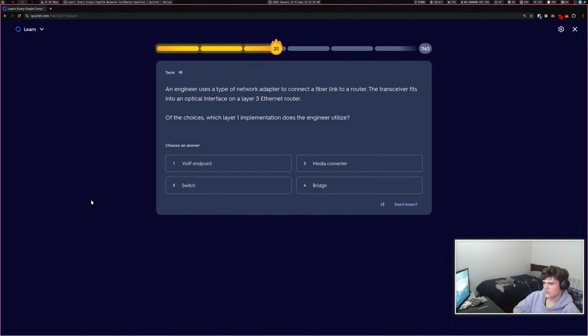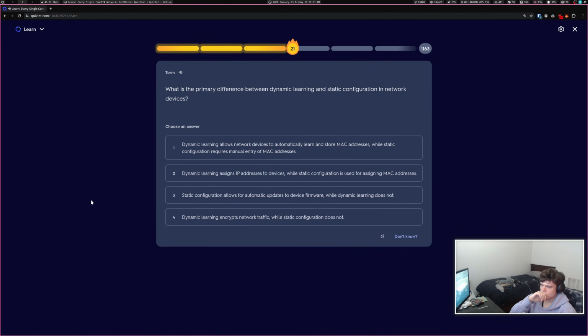An engineer uses a type of network adapter to connect a fiber link to a router. Fits into an optical interface on a layer 3 Ethernet router. Of the choices, which layer 1 implementation does the engineer utilize? Uses a type of network adapter. Media converter? What is the primary difference between dynamic learning and static configuration?